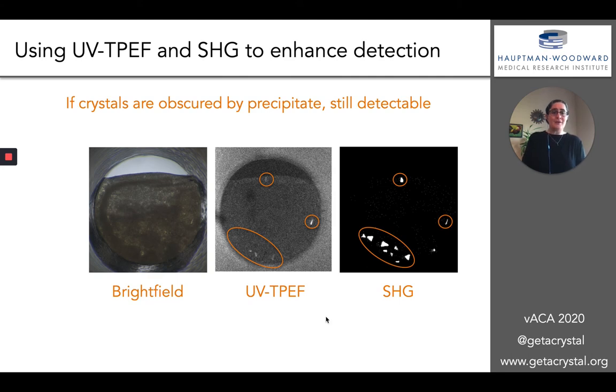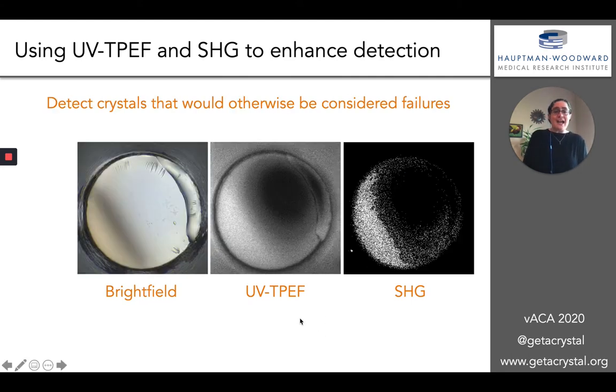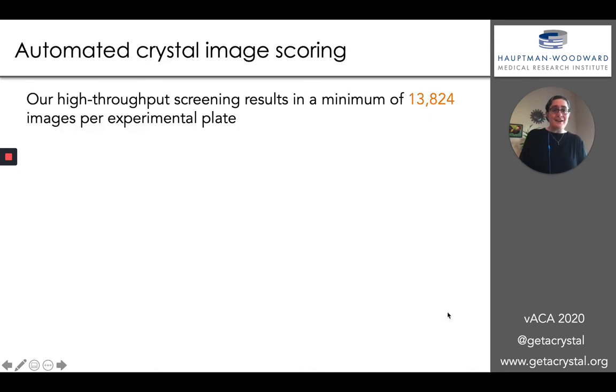And so this is, again, really exciting. For some of the research that I'm doing, which has to do with using nanocrystals and submicron crystals, the ability to detect crystals that might otherwise be considered failures but are actually just really, really small is really exciting. In this case, the bright field image doesn't show any crystals, but if you look at the UV TPF and SHG, you can see that there are very nice, extremely small crystals. So again, this is really exciting.